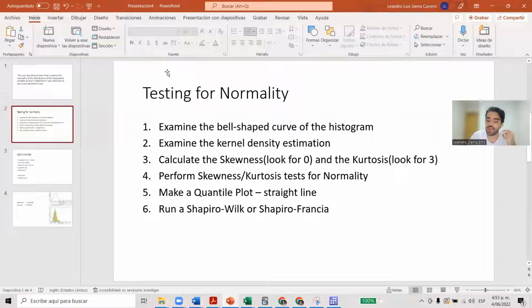These are all the tests that can be performed in order to test normality, and this is how it is done in STATA, and I hope that this is useful. I think that's pretty useful actually.